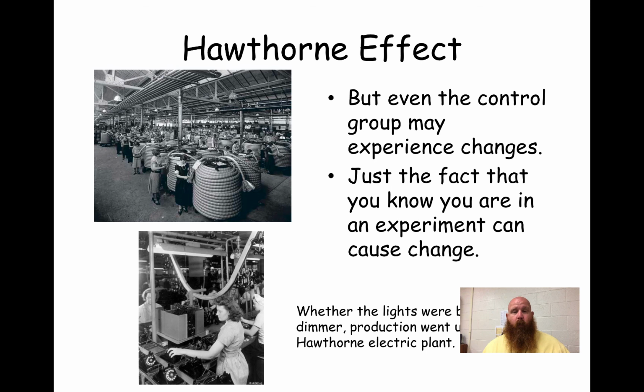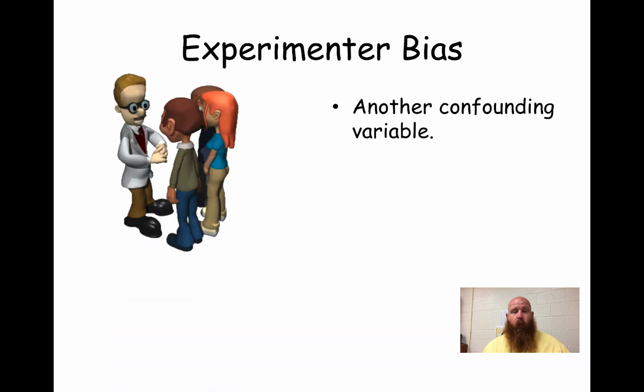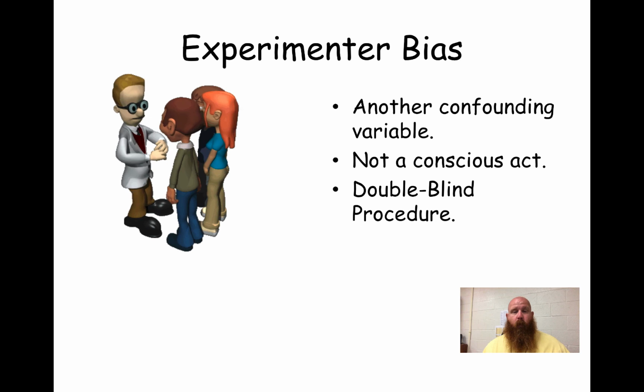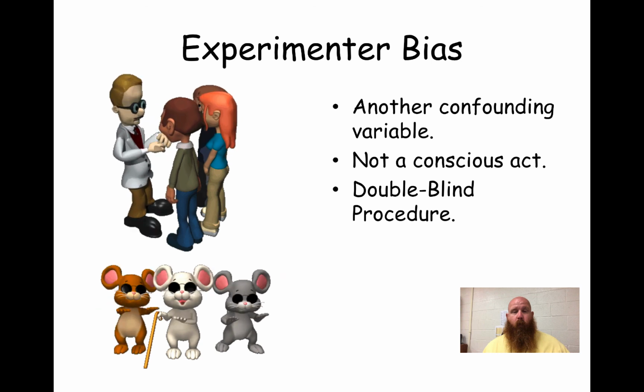Some other variables: experimenter bias. A lot of times this is not a conscious act, and one of the ways to keep that from happening is a double-blind procedure. Again, if I'm studying tobacco use in high school, I'm not going to know which students are in which group. That would be double blind. Not only would the people not know, but also I wouldn't know. And so the hope is that'll help keep away experimenter bias.